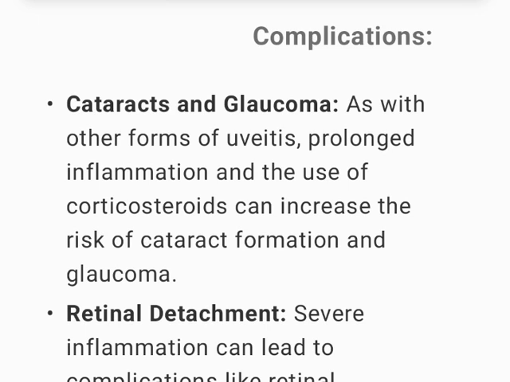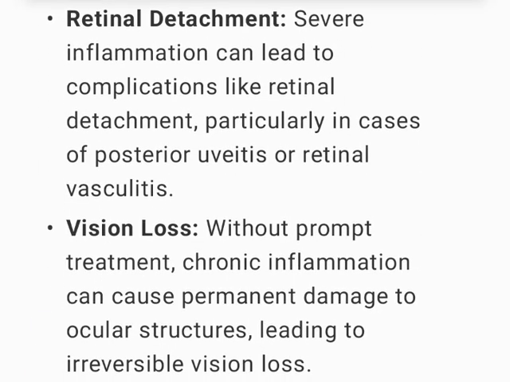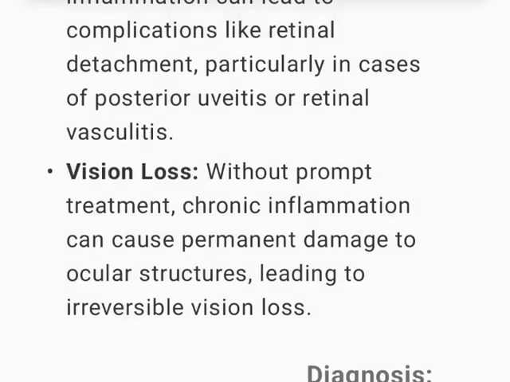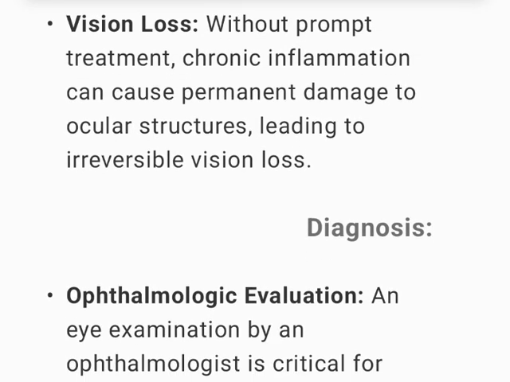Complications. Cataracts and glaucoma. As with other forms of uveitis, prolonged inflammation and the use of corticosteroids can increase the risk of cataract formation and glaucoma. Retinal detachment. Severe inflammation can lead to complications like retinal detachment, particularly in cases of posterior uveitis or retinal vasculitis. Vision loss. Without prompt treatment, chronic inflammation can cause permanent damage to ocular structures, leading to irreversible vision loss.